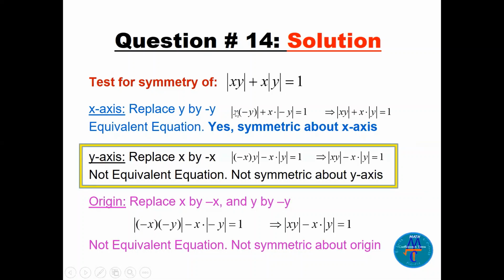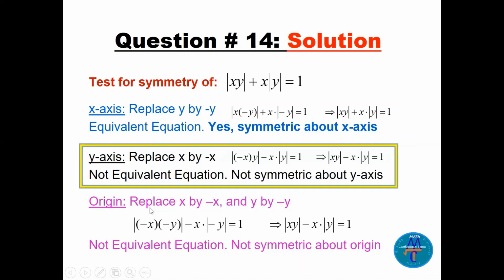This one also, we have x minus y inside, so it will be the absolute value. We come back to an equivalent equation here. So yes, this one is symmetric about the x-axis. Now, if you replace x with minus x, you see you have a minus in the middle outside. So this is not the same equation as the given. So not symmetric about the y-axis.